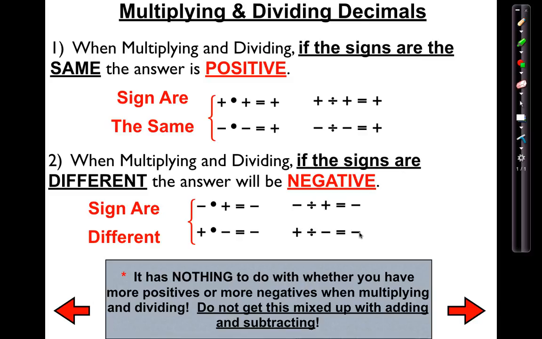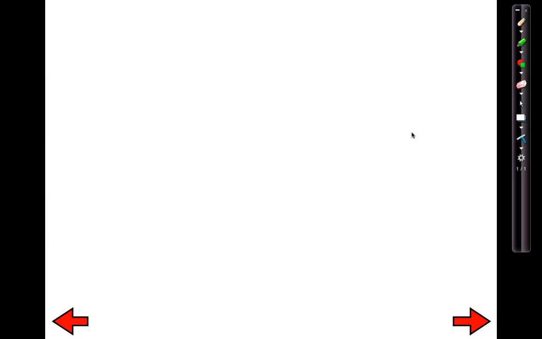Please take note that when you're multiplying and dividing decimals, it has nothing to do with if you have more negatives or if you have more positives. That is with addition and subtraction. When we're looking at multiplying and dividing decimals, all we do is ask ourselves, are the signs the same or are the signs different? And for my visual learners, something that I use are what I call math emojis.